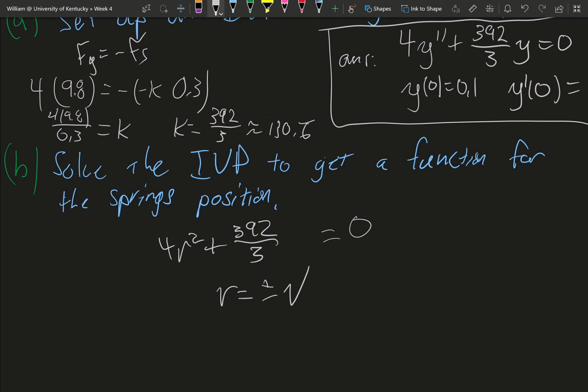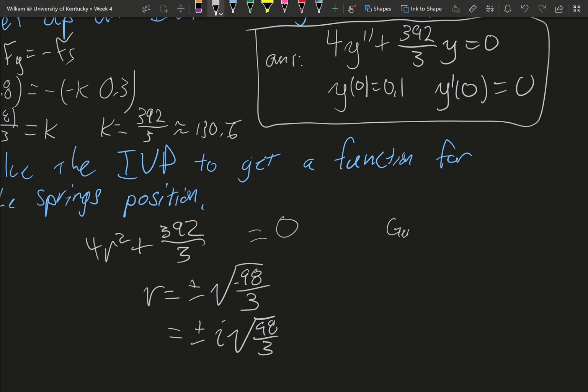And so we have square root of 98 over 3, and that should equivalently be, or sorry, negative that. So that should be plus or minus i times the square root of 98 thirds. This tells us, right, our general solution looks something like this.